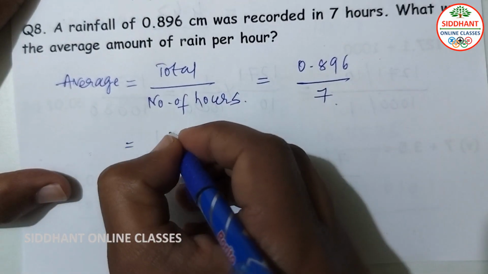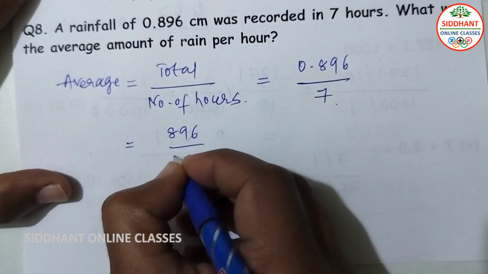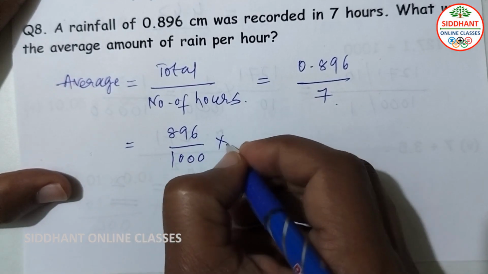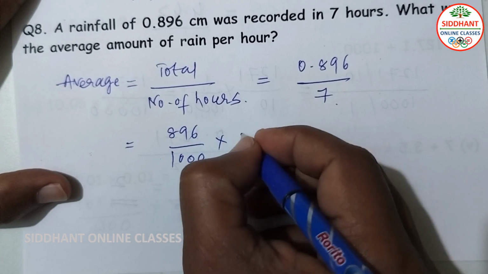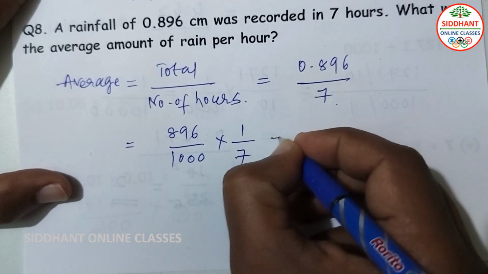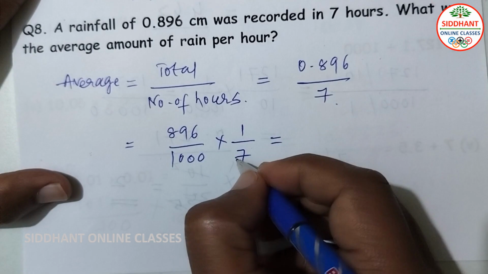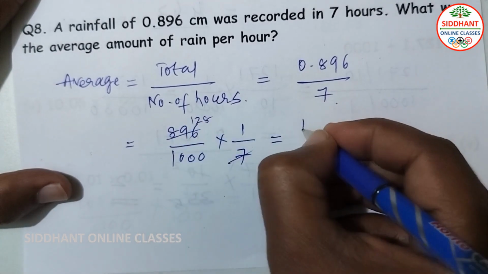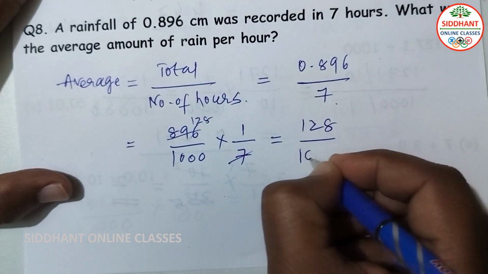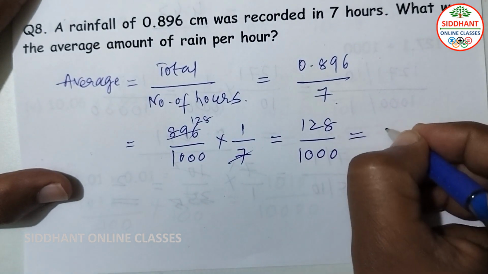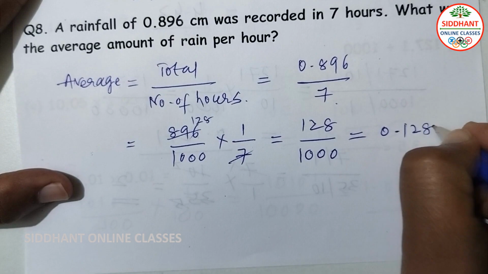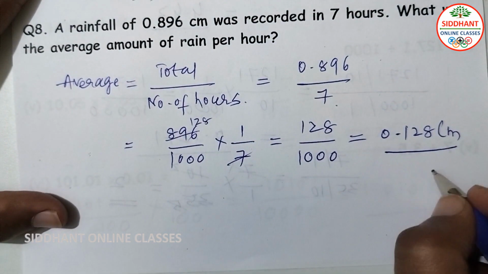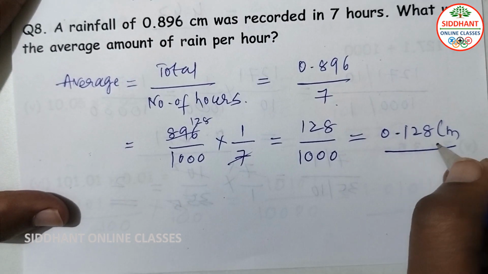So that equals 896 by 1000 into 1 by 7, that equals here 128. So 128 by 1000, that equals 0.128 centimeter. So the average amount is 0.128 centimeter.